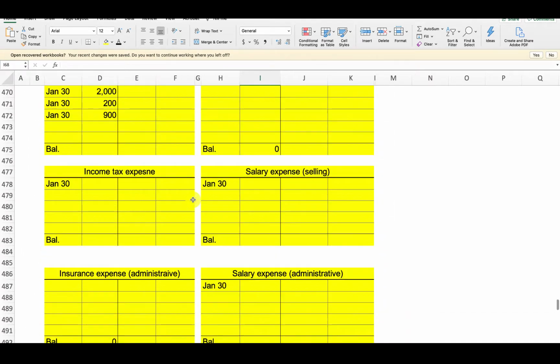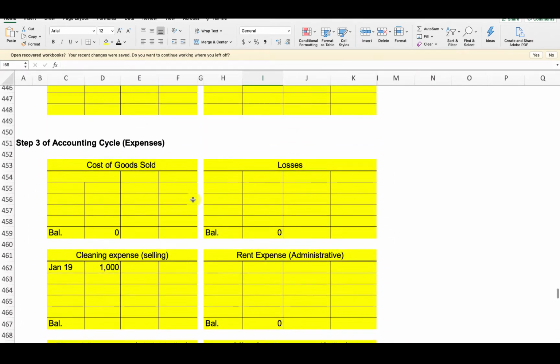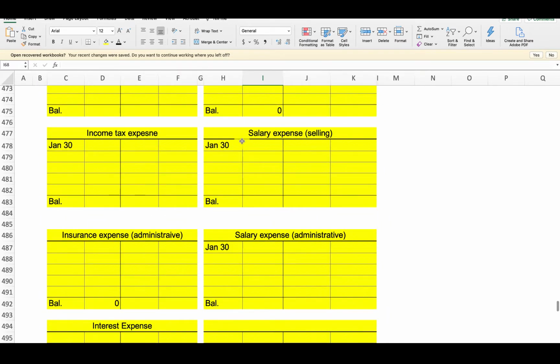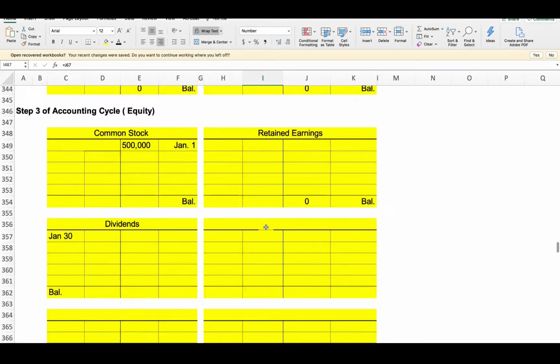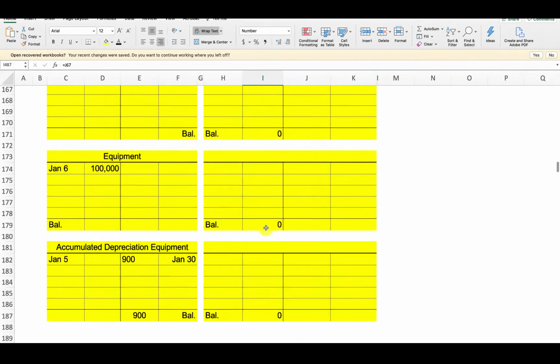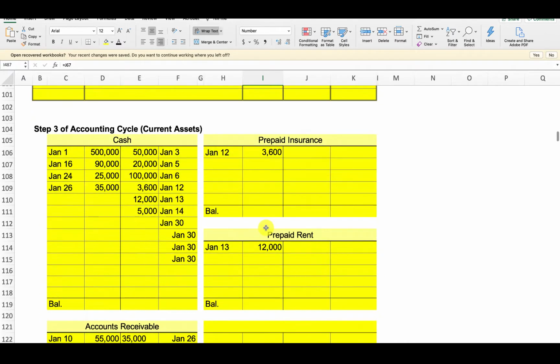So I'm going to go down to my expenses here, and here's my debit to salaries expense, selling for 10, my debit to salary expense, administrative for 8. This is for the sales employees, this is for the admin employees. And when I go up to cash, I'm going to credit for those two things. So here's my credit for the sales, here's my credit for the administrative employees.